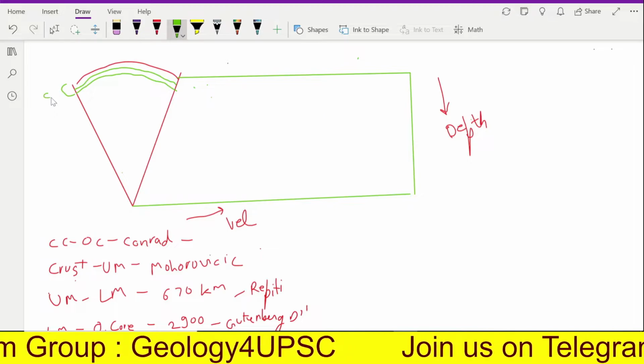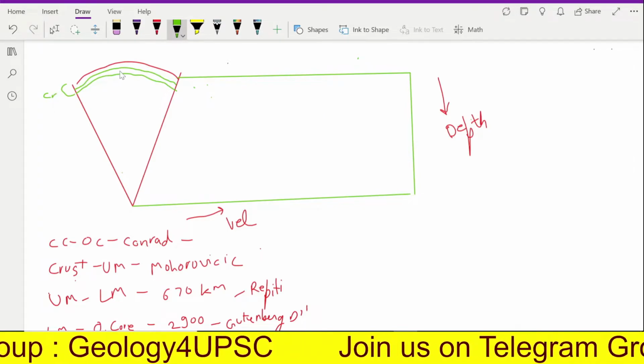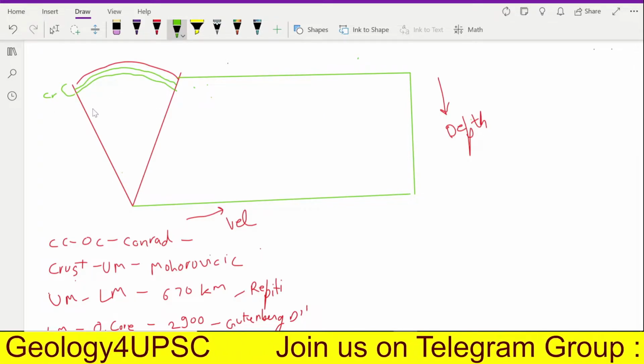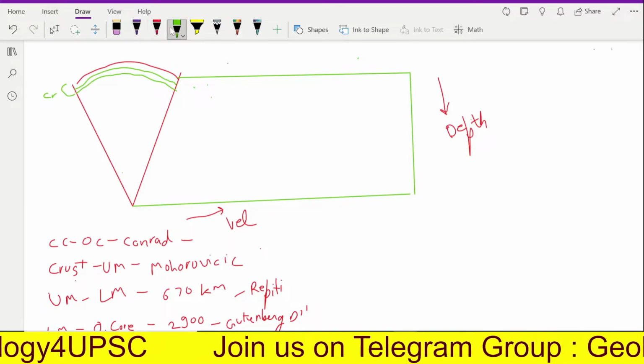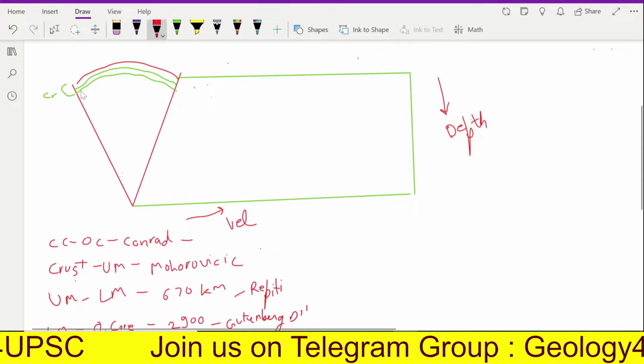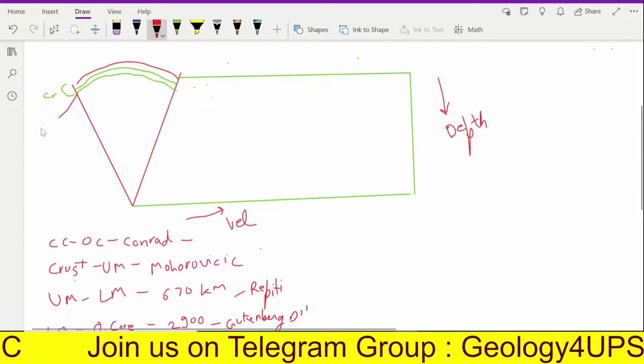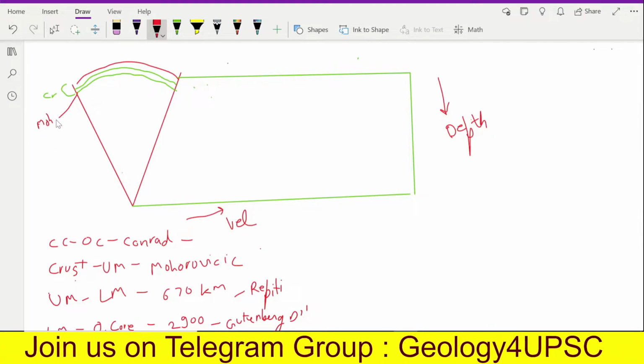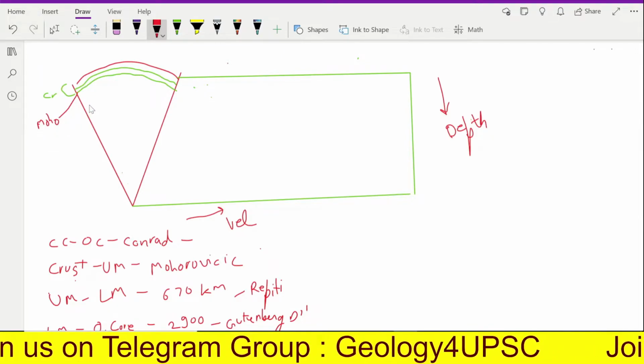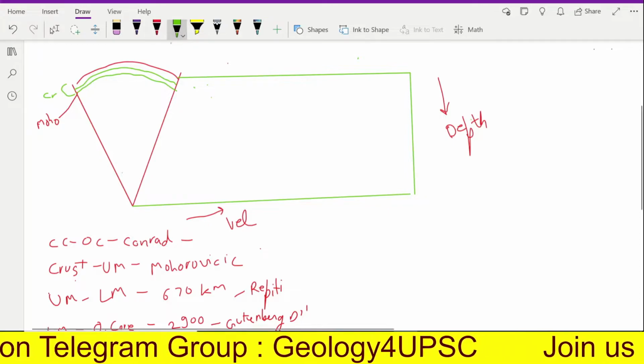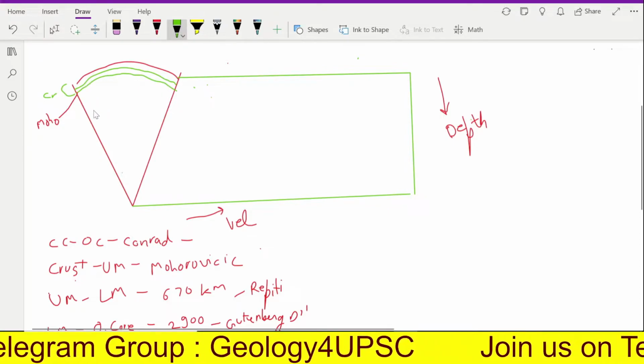This is your crust. I'm writing it as CR. Then from here to CR, what will be this boundary? This will be your Moho. Now from Moho, you have to come 660 kilometers down.